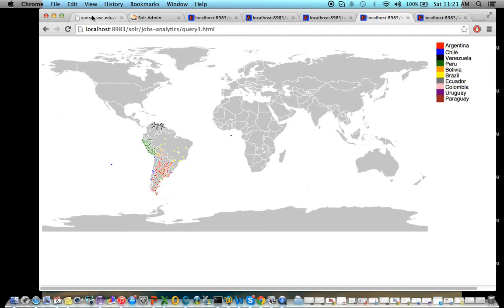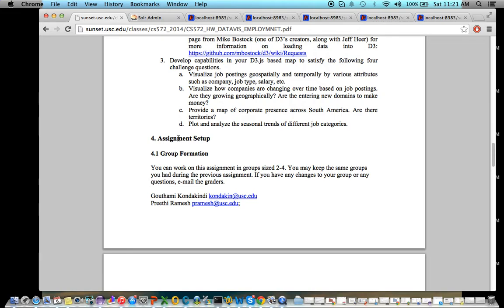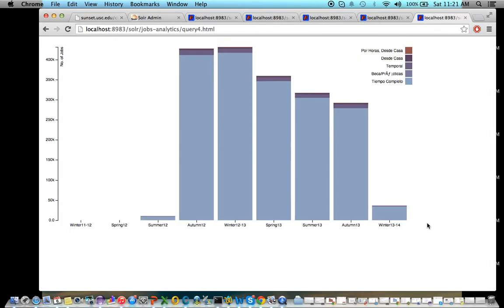Let's look at query 4. In query 4, we are supposed to plot and analyze the seasonal trends of different job categories. We have used stacked column graphs by D3 to answer this question. The x-axis represents the seasons and the y-axis represents the number of jobs. The stacked column represents the job types. We can observe that the number of jobs in autumn is always abundant and fluctuates less as compared to other seasons.